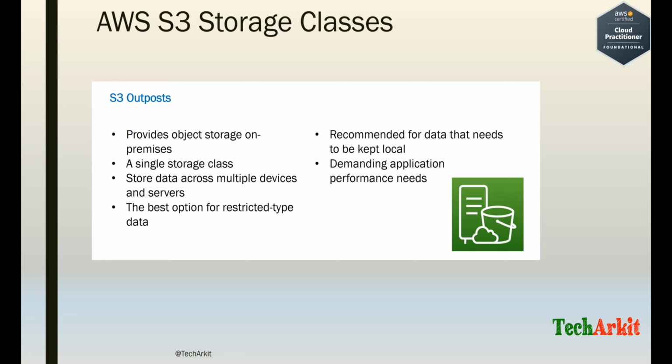For example, say you don't have a full bandwidth link to store and retrieve the data, right? But on premises would be much faster to store and retrieve the data. So that's where highly demanding applications, where the performance demand is higher, can use this S3 Outposts option. So that's about this video.